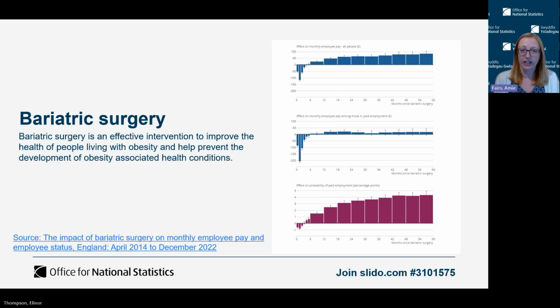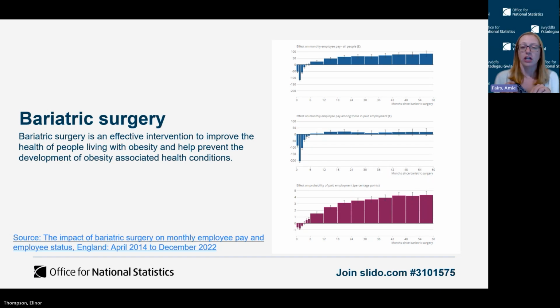So you can see in this top figure here that at the very beginning, all the blue bars that are going down show that right after the surgery, they had a drop in pay, and then the monthly employee pay starts to rise as time goes on, up to 60 months at the very end of the x-axis on the bottom. So that's where it goes up to 5 years after surgery.